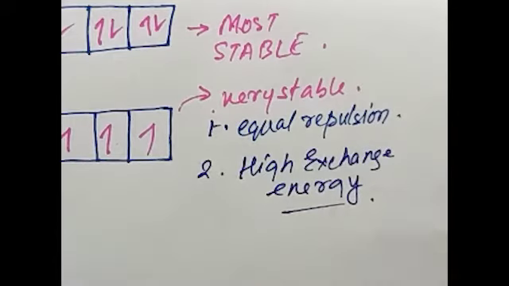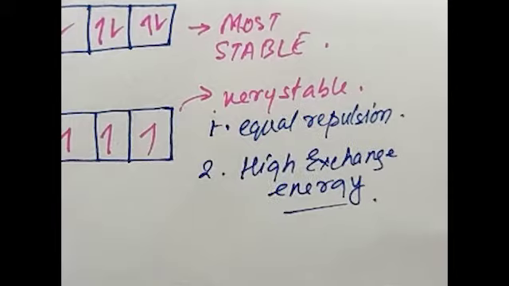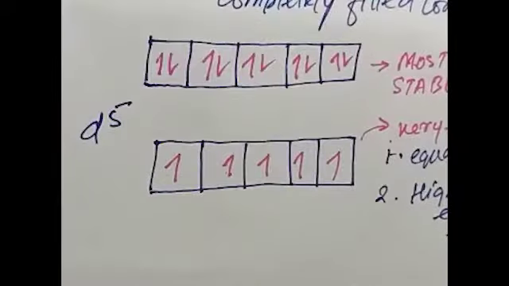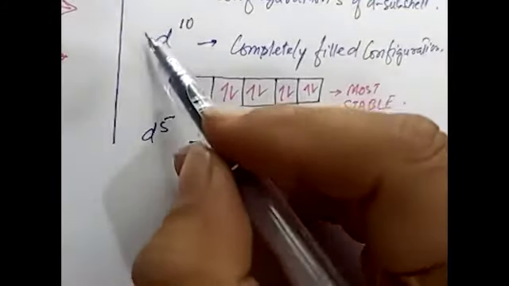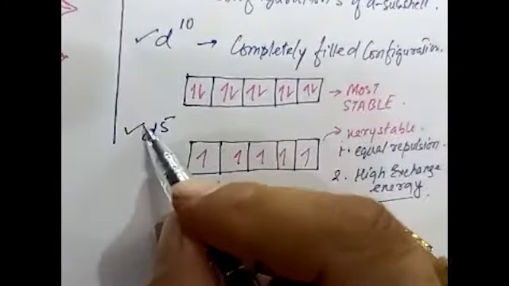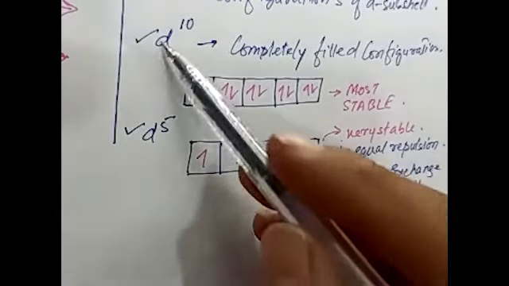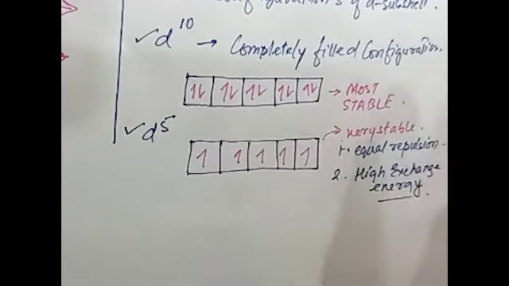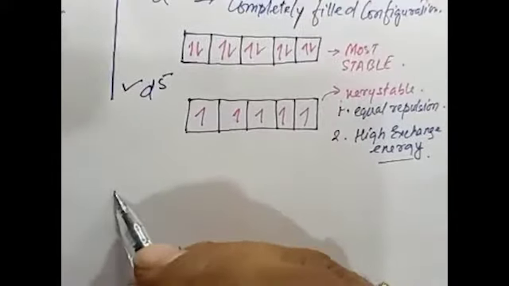ठीक है? So we have till now discussed that two different types of configuration are very important and very stable, and that is D10 and D5. If an atom can attain a D10 or D5 configuration, then it will be very very very stable. Okay. The other most stable configuration is D3.